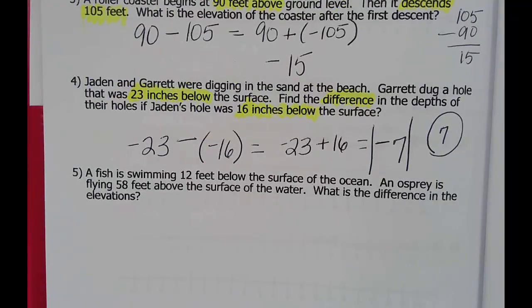A fish is swimming 12 feet below the surface of the ocean. An osprey is flying 58 feet above the surface of the water. What is the difference in the elevations? How do I know that this is subtraction?